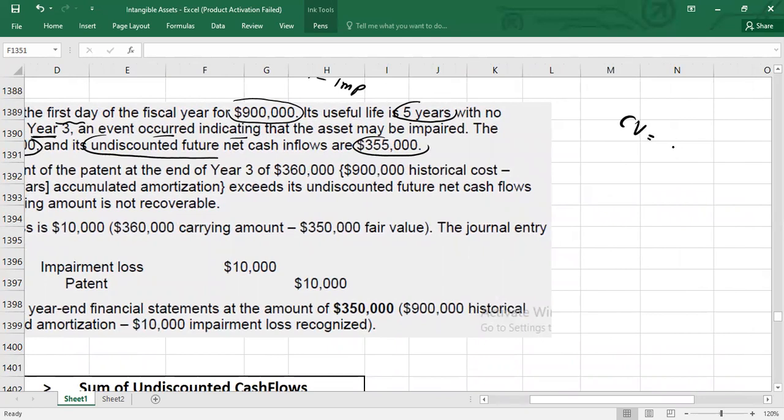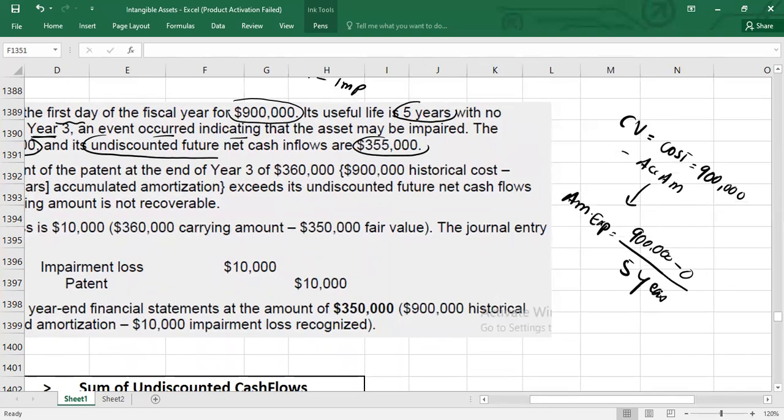Carrying value, how will you calculate it? You need the cost of the asset, which is equal to $900,000. From there you will subtract accumulated amortization for 3 years. And how will you calculate the amortization expense? Simply, you need the cost of the asset, which is $900,000, minus residual value, which is zero because no information is provided, and you will divide by the 5 years. So this will give you annual amortization, and then you multiply by the 3 years.